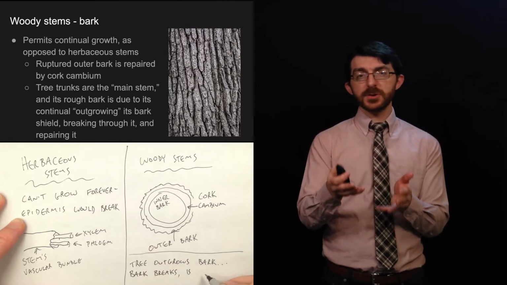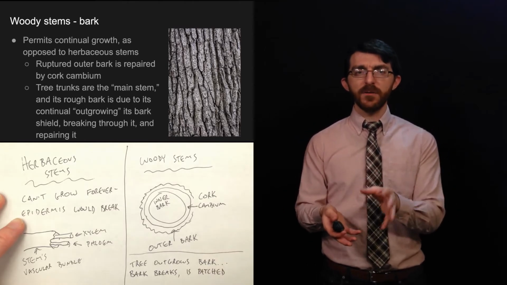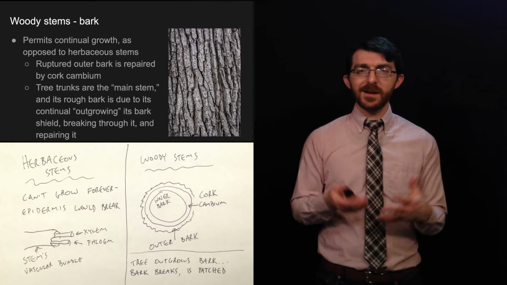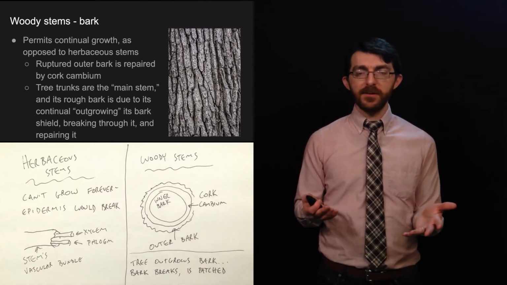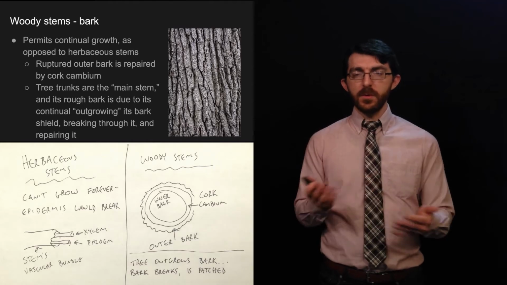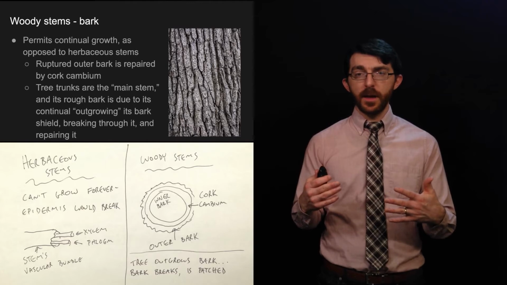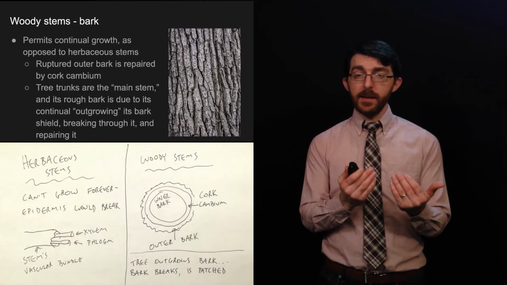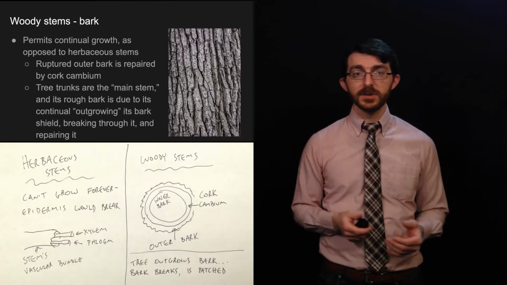So a tree trunk is like the main stem, and the reason that it has such rough bark is because it's constantly and continually outgrowing the bark it had previously. So the smooth surface of bark it had when it was a sapling ruptures, and in the break, cork cambium from the inner bark replaces it, and so you end up with this really rough surface.